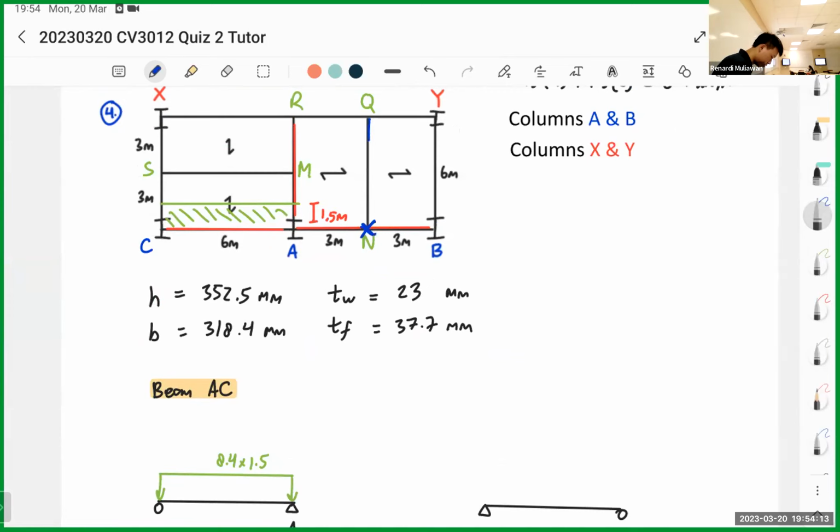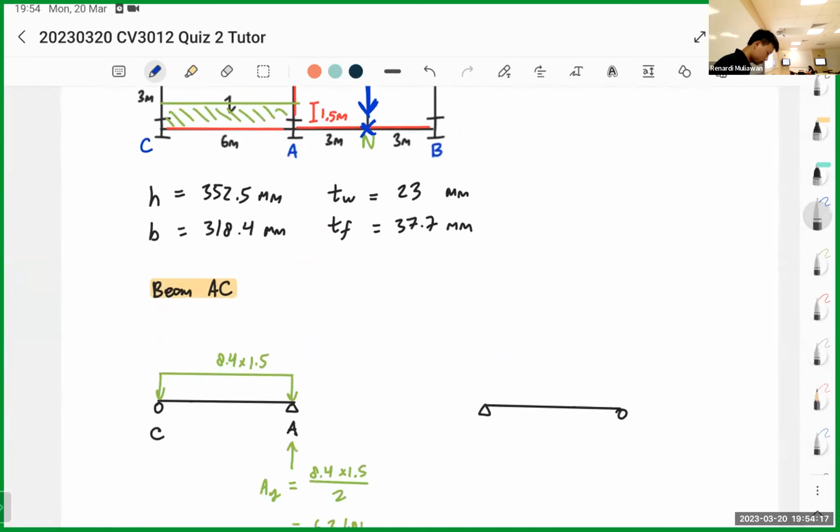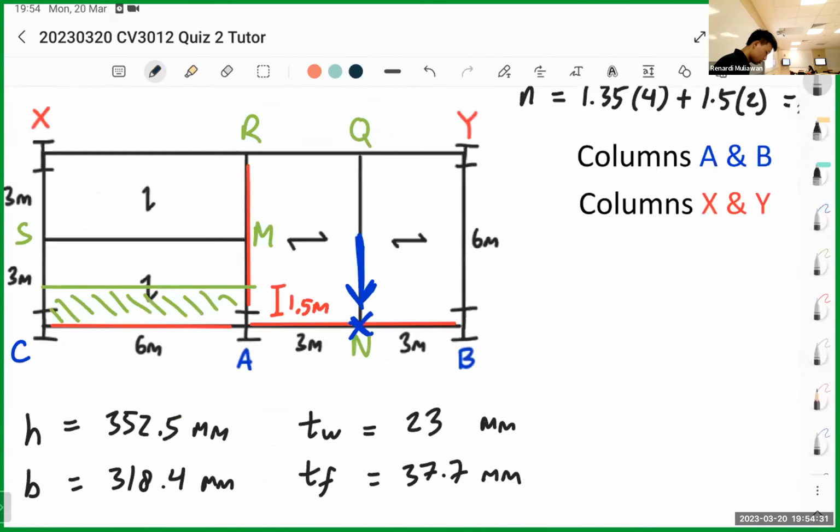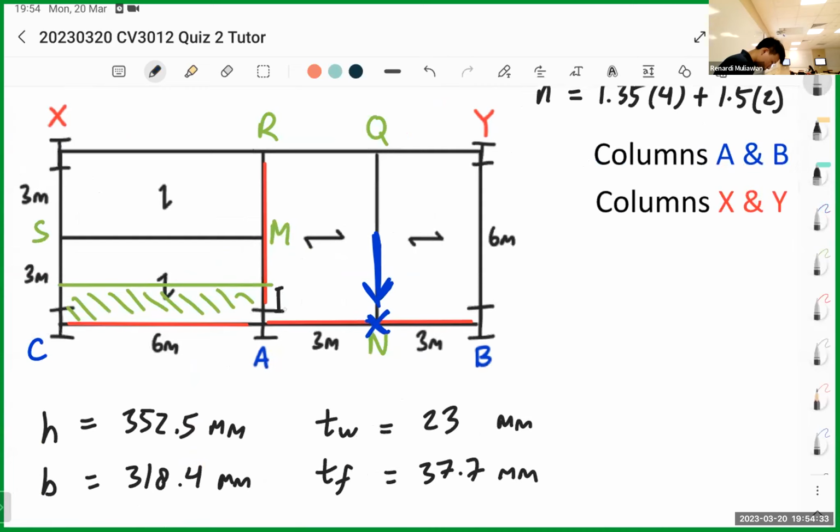So this is beam QN. There's point load at N. Okay. So point load at N. So this is A, this is B. Okay. So what's this point load? We check again. So the point load comes from beam QN. Beam QN will get the load from here.